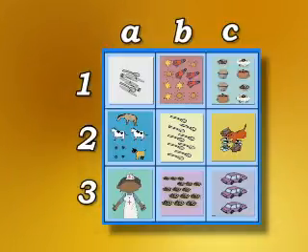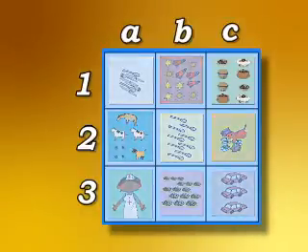Now, for our first activity, I am going to name some types of things, and I want you to tell me in which square I can find that type of thing. For example, if I were to ask you on which squares can I find things that you can eat, what would your answer be?